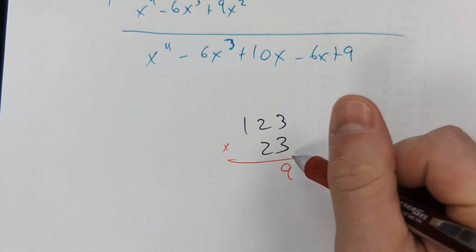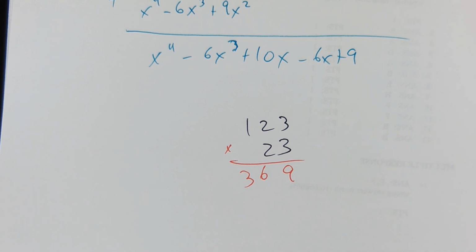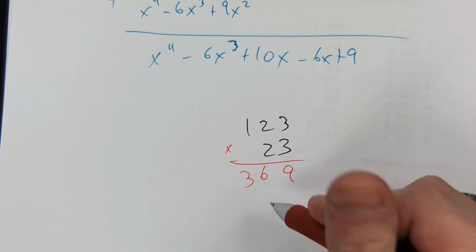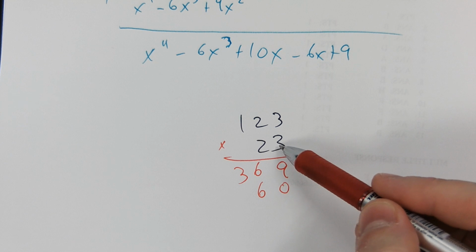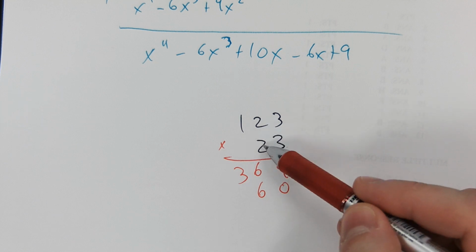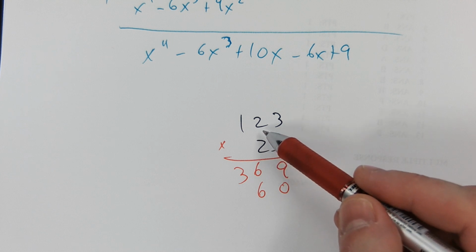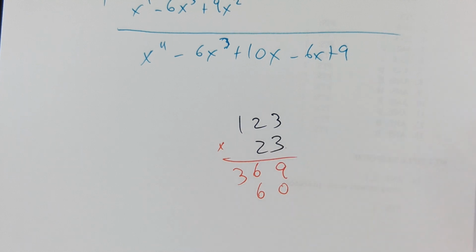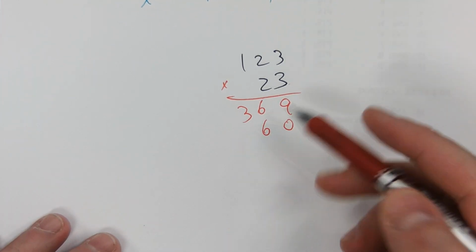3 times 3 is 9. 3 times 2 is 6. 3 times 1 is 3, right? 2 times 3 is 6, right? But it's not actually 2 times 3. It's 20 times 3, which is 60, right? So, and 20, it's actually not 2 times 2 here. It's actually 2 times 20, but it's actually 20 times 20. It's 400, right? So 400 goes right here.